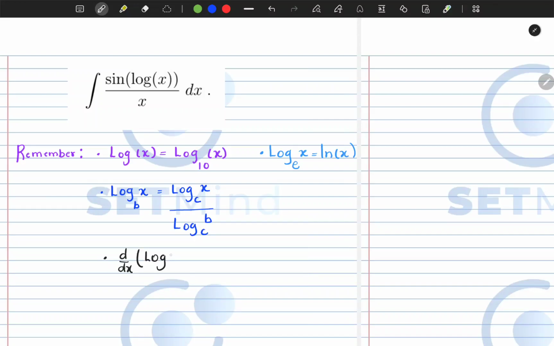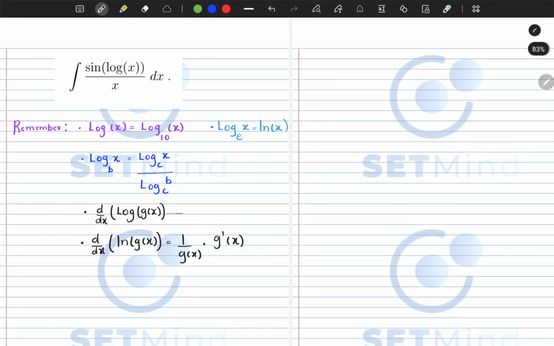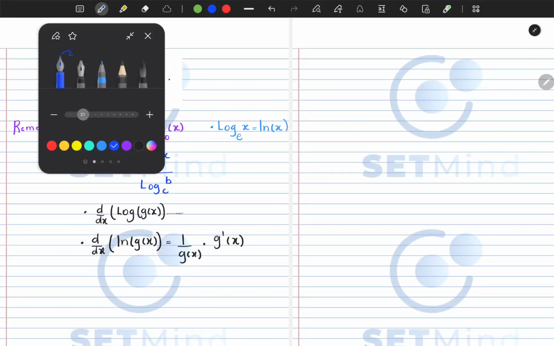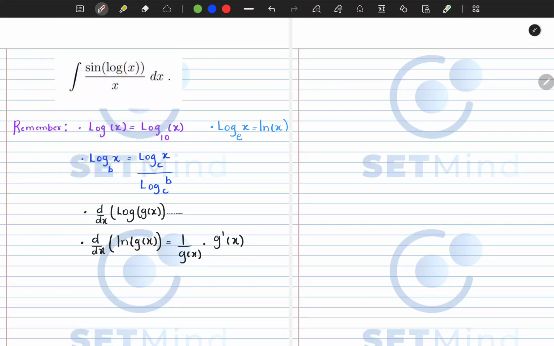What I also want to remind you is that the derivative of log of, for example, g of x, is not so easy to compute at first shot. But if I give you the derivative of ln of g of x, you should easily be able to see that this will be 1 over g of x multiplied by, according to the chain rule, the derivative of g of x.